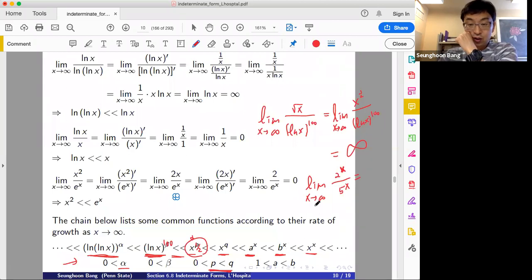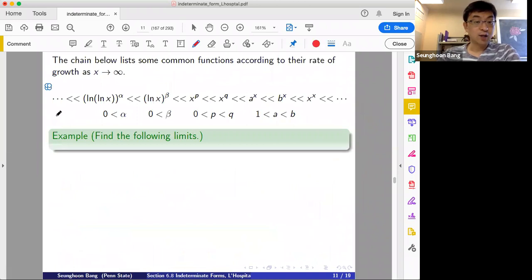You can use this rule. 2 is the base, 5 is the base, like an exponential function here. So 5 to the x is growing faster than 2 to the x. The bottom one is growing faster than the top one. Yes, the answer is 0. That's it. This is the whole idea of using relative growth rate. So you have to memorize this chain. Really, really useful.